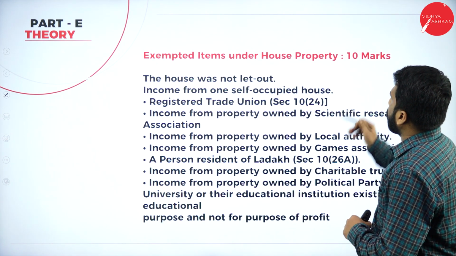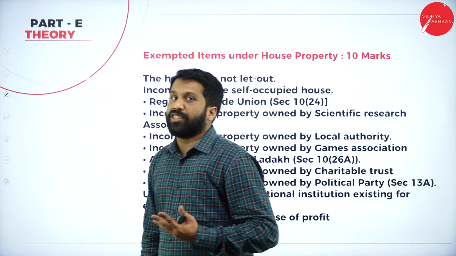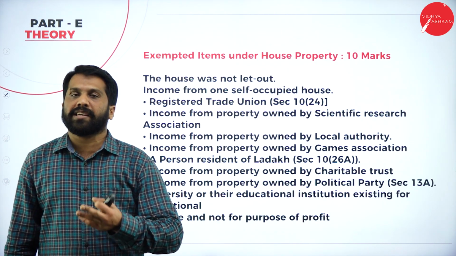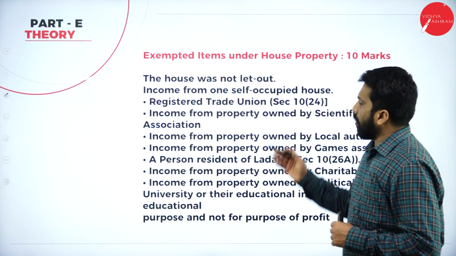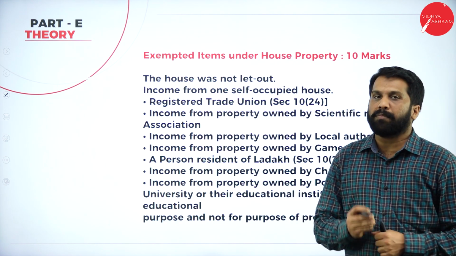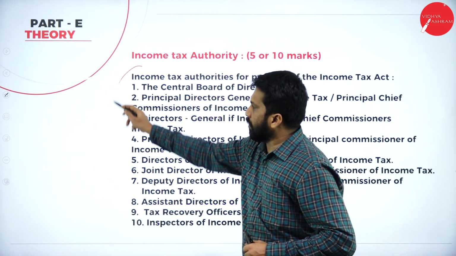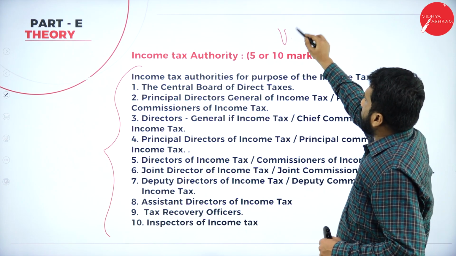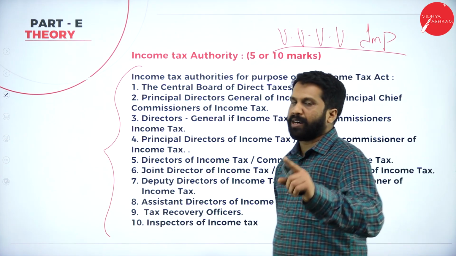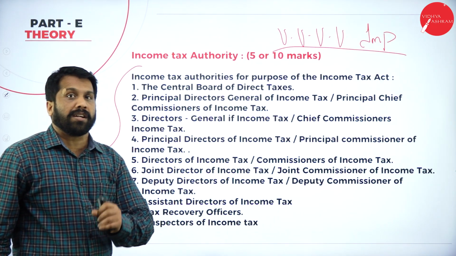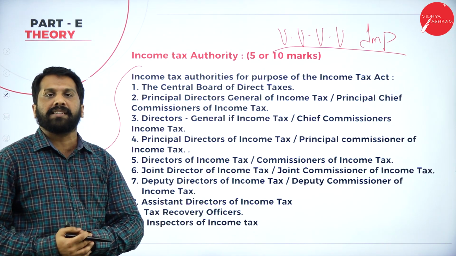Exempted items under house property, 10 marks. This is also important. In house property, if your house is given for education purpose, exempt. Or for any research, exempt. Anything like political parties, exempt. So all this comes under exempted income from house property. Income tax authority. These are the things that come under income tax authority. Very, very important. You must get one question on this. Not you will get, you must get. There is a difference between will and must. Must means it will be there in your examination.